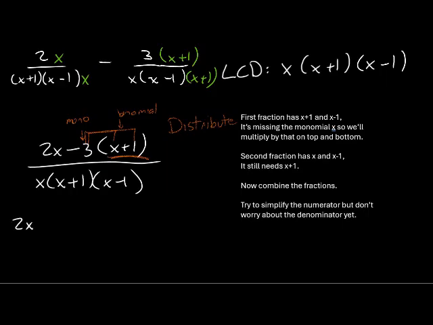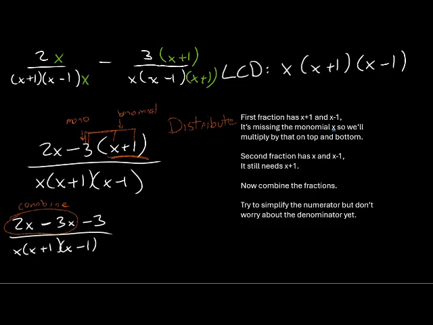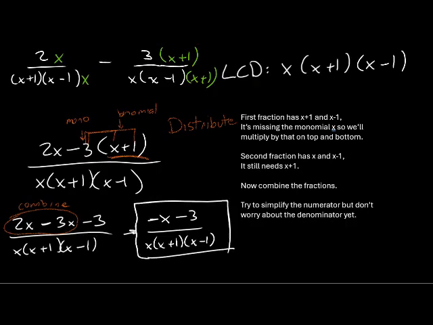Therefore, we'll still have the 2x to start with, and then negative 3 times x is negative 3x. Negative 3 times 1 is negative 3. This will still be over our denominator, x times x plus 1 times x minus 1. Now we'll combine 2x minus 3x. This is because they have the same degree of x. If we do this, we will have negative x minus 3 on top, and still the same denominator, x times x plus 1 times x minus 1. And now we have successfully combined those two fractions with the subtraction sign in between.